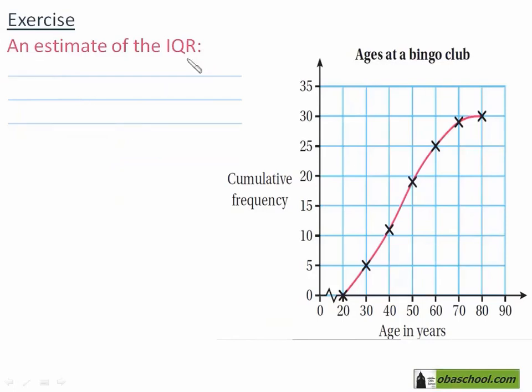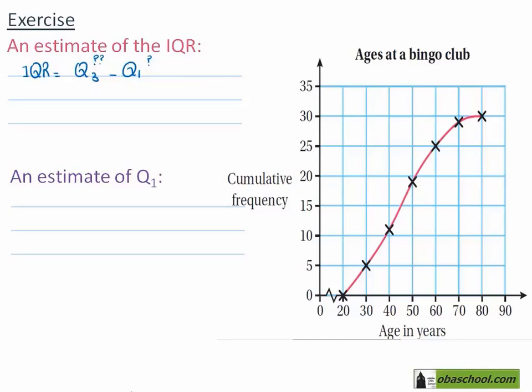Now for the estimate of the IQR, to find the IQR, it is Q3 minus Q1. So IQR is equal to Q3 minus Q1. We do not have Q1, so this is the first thing that we're going to have to find, and then Q3. Let's go ahead and find these two.